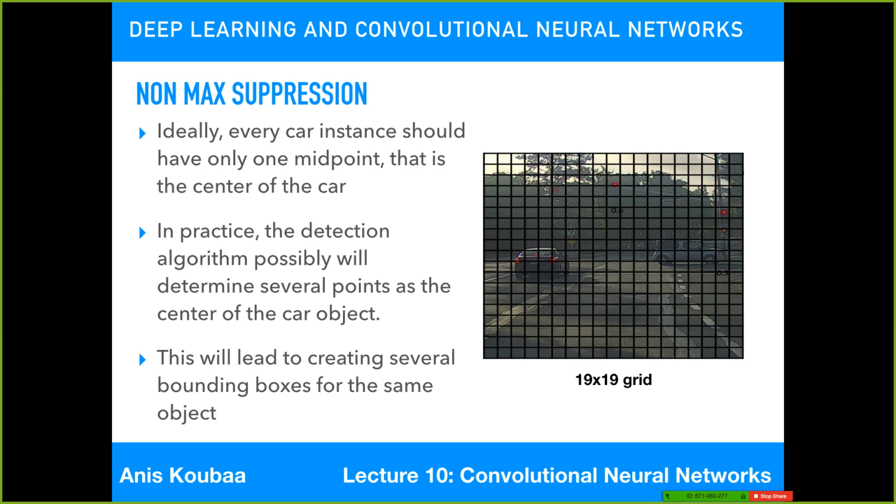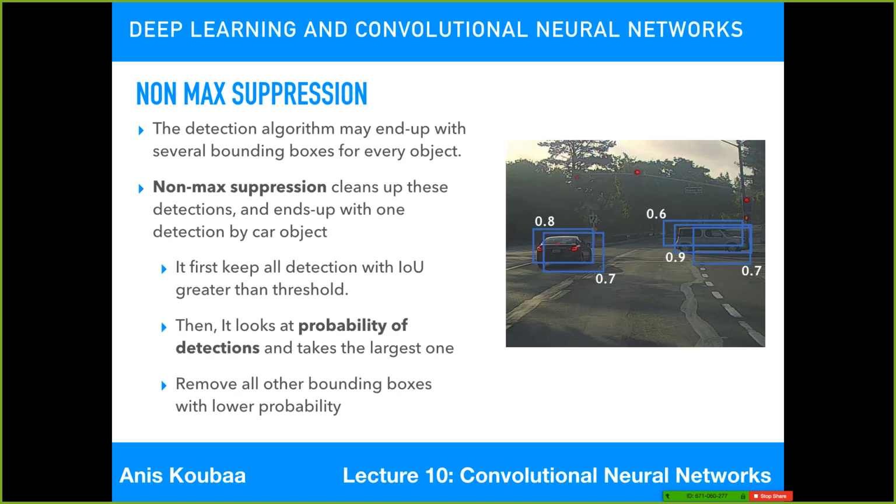So ideally, every car instance should have only one midpoint, that is the center of the car. But the problem now, if you run your algorithm, maybe this square here is going to tell you there is a car here. This square is going to give you another bounding box centered at this cell, or this cell, or this cell. So you have a lot of cases that probably at the end return you something like this. So for this car you have 2 bounding boxes, and for this car you have 3 bounding boxes. Now which one to keep? There is an algorithm that we have to run, called the non-max suppression, to clean up all this detection and only keep one detection per car object.